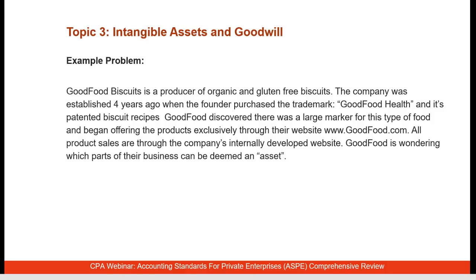Good Food Health, and its patented biscuit recipes. And Good Food discovered that there was a large market for this type of food and began offering the products exclusively through their website, www.goodfood.com. All product sales are through the company's internally developed website. Good Food is wondering which parts of their business can be deemed an asset. So let's use this case information. I'll give you guys 2 minutes to solve this. What are the separately identifiable components of this business that you can see right now?